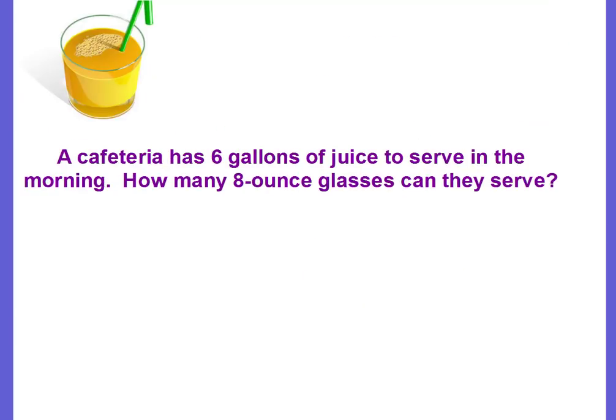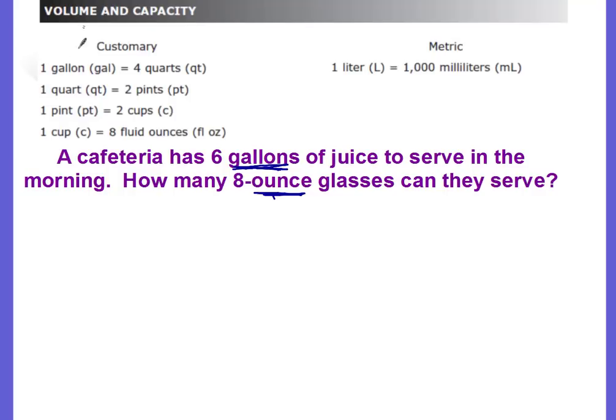Example 3. A cafeteria has 6 gallons of juice to serve in the morning. How many 8-ounce glasses can they serve? Okay, what are we comparing? We're comparing gallons and ounces. So we need to look at our reference chart. And this is customary under the volume.